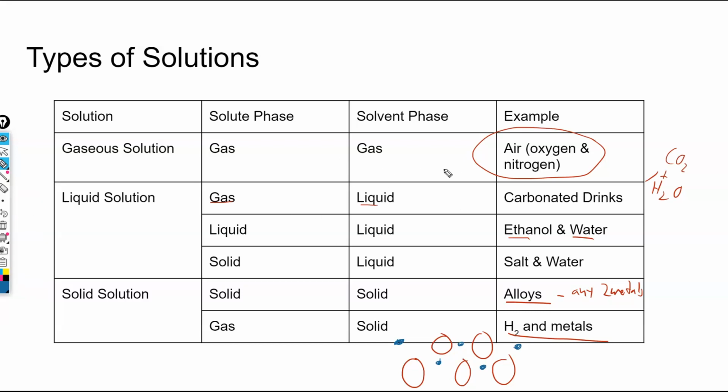So gas is just basically air, any gases mixing together. Gas-liquid is like your carbonated drinks. Solid-solid is your alloys. Gas-solid is really just hydrogen gas and any sort of metal. But we're going to talk about these two more real quick.